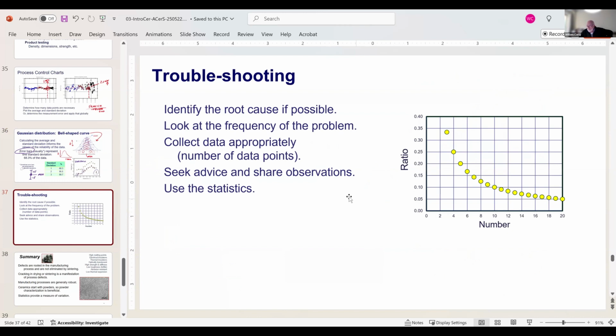That sounds silly, but I do a lot of consulting with industry, and a lot of the time is spent figuring out what the cause is. And the benefit of identifying the right problem is that you don't waste time chasing a problem that doesn't exist. Look at the frequency of the problem, and that's this chart on the right.